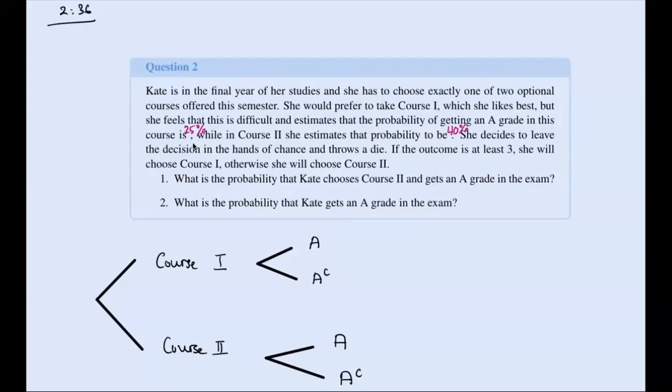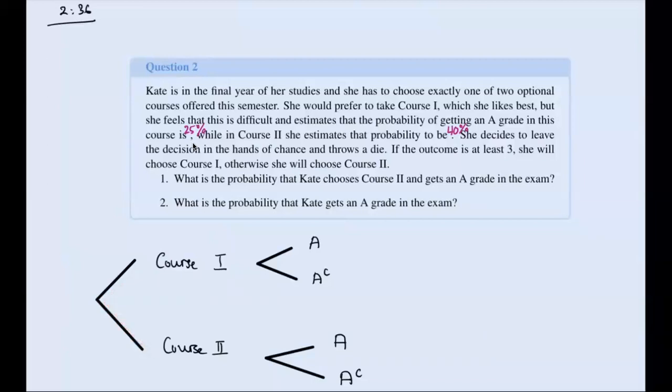Okay, so for this question, you see that the probability that Kate gets an A grade depends on which course she takes. That's why I write down what course she's going to take first, and then the probability that she gets a grade or not depends on that course. So we are interested in the probability that Kate will take course 1 and the probability that Kate will take course 2.